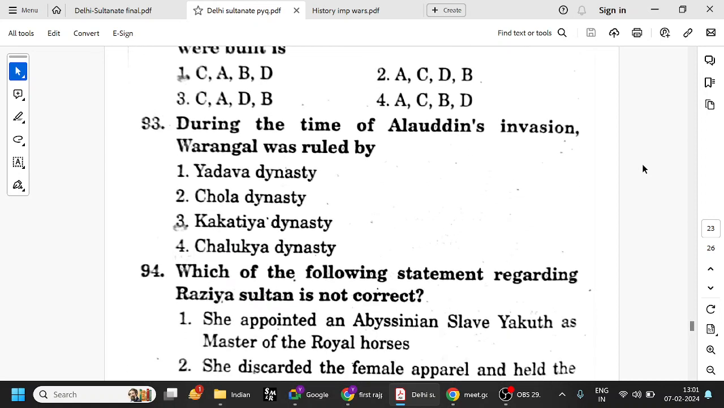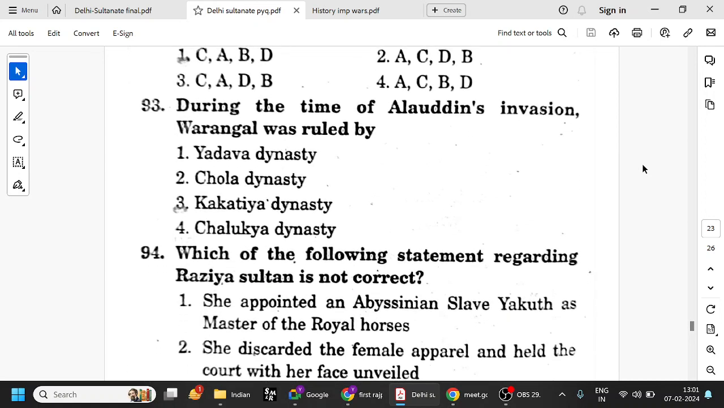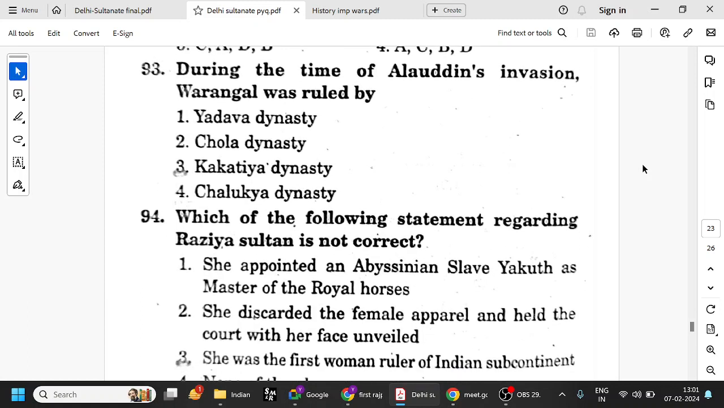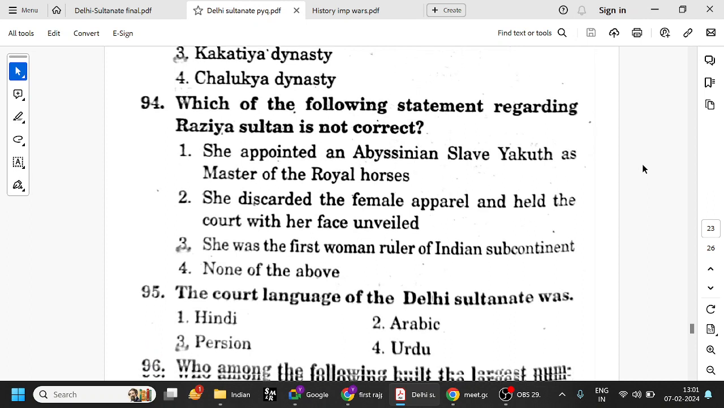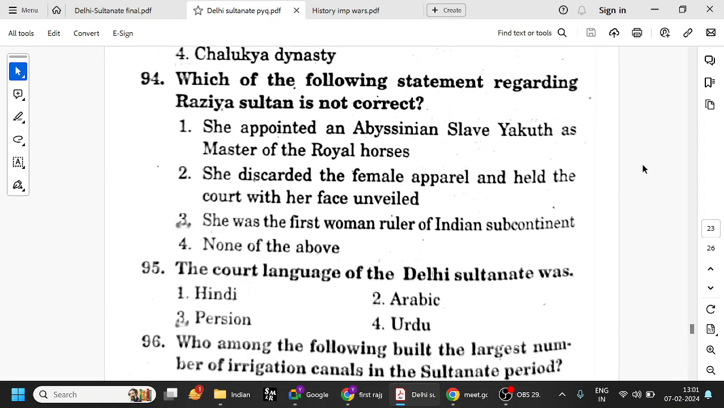So during the time of Alauddin's invasion, Warangal was ruled by the Kakatiya ruler Prataparudra Deva II, I believe. Let us see. Kakatiya dynasty. Razia Sultana appointed the Abyssinian slave Yaqut Khan as master of royal horses, which is true. Disregarded the female apparel and held the court with face unveiled, that is true. She was the first woman ruler of the Indian subcontinent. It is only in the Delhi Sultanate. Okay. So among these options, this is the wrong one.